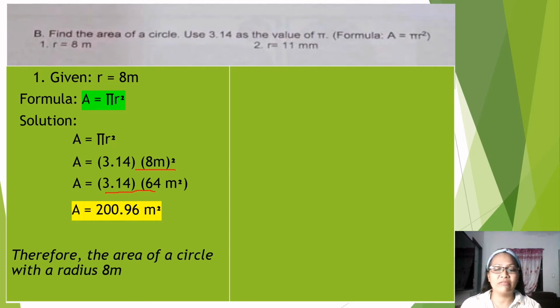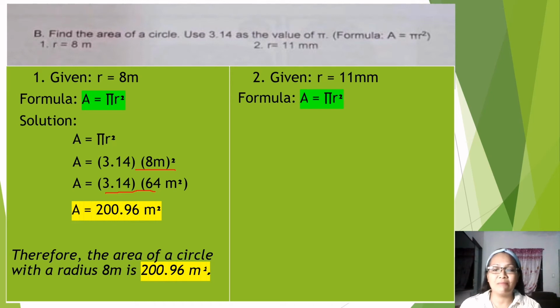Therefore, the area of a circle with a radius 8 meter is 200.96 meter squared or squared meter. Next, for number 2, the given is r is equal to 11 millimeter. Then for our formula, we will use the same. Area of a circle is equal to pi r squared.